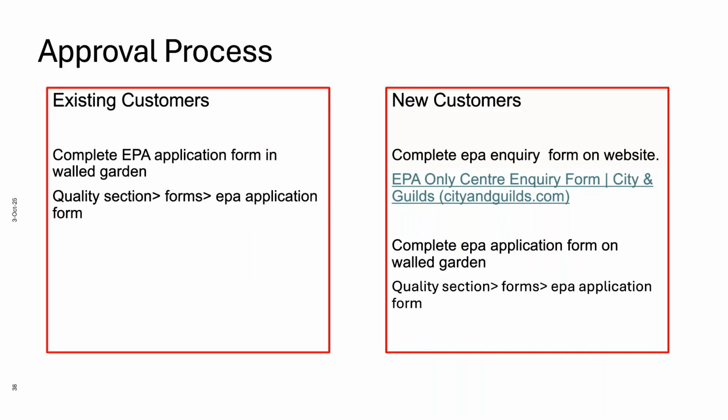If you are a new customer and have never worked with City and Guilds before on any product, so you don't already have a walled garden account, then the first thing you need to do is an application form on our website, just an inquiry form. So then one of us knows to reach out to you, and then we can start that process. Once you've got set up on walled garden, then you'd follow that same process of completing the EPA application form, and then getting access to it. So that's the journey of working with ourselves. Next slide, please, Simon.